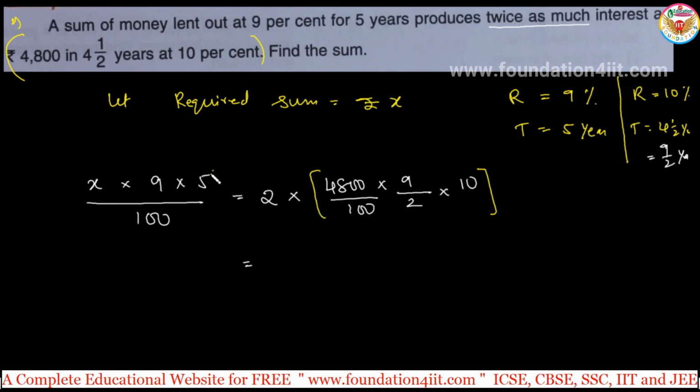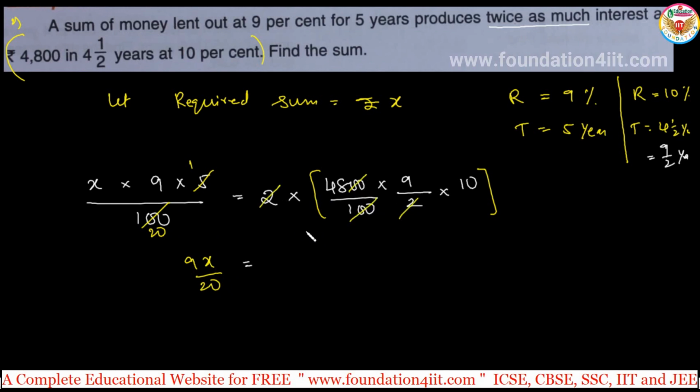You can simplify this. 5 times 9 is... 9 into x, 9x by 20 is on this side. We can cancel the 48, so the 2 gets cancelled.